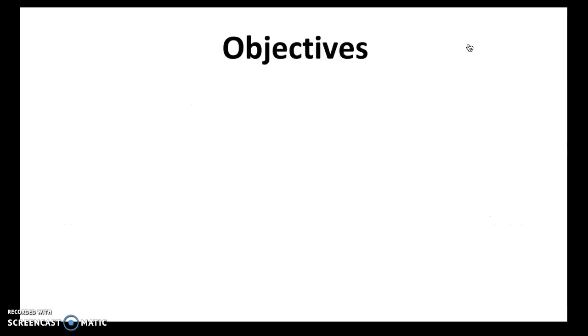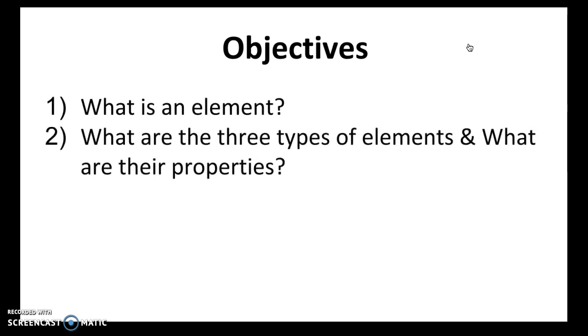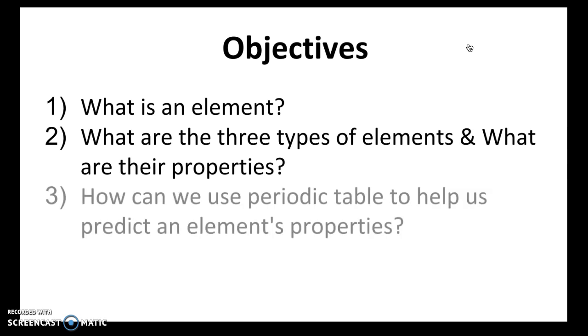In this video, we're going to learn specifically about the properties of elements. All matter has properties, and remember we can group or classify things based on those properties. The first classification we're going to look at is the 3 different types of elements and their properties. So we have to know what an element is, the 3 different types of elements, and the properties of those 3 types. In addition, we're going to learn how to utilize the periodic table as a tool to help us, given an element, predict its properties.